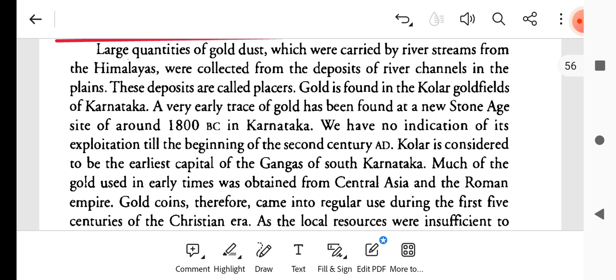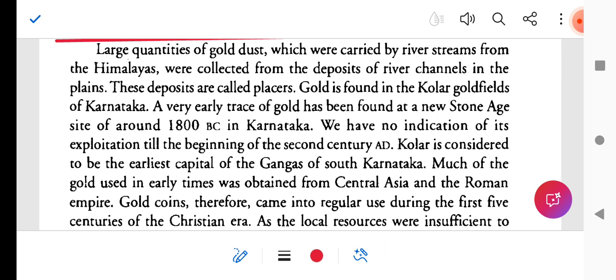Large quantities of gold dust, which were carried by river streams from the Himalayas, were collected from the deposits of river channels in the plains. These deposits are called placers. Okay, placer deposits, you should remember this.